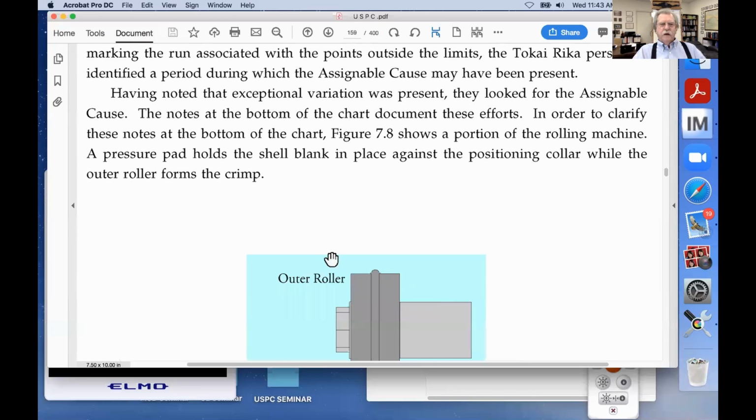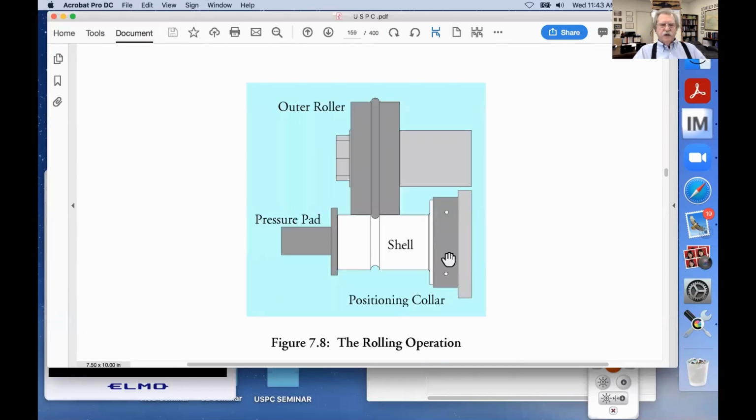So here is the shell. Here's the positioning collar. Here's the outer roller that puts the crimp in. The pressure pad holds the shell against the positioning collar while the roller does its job.